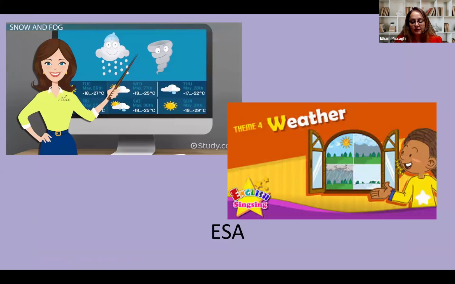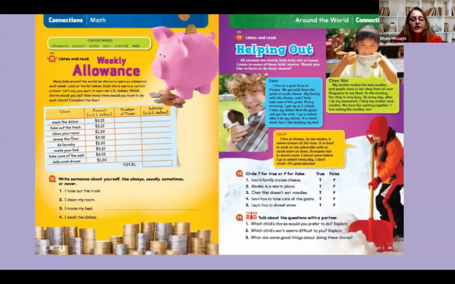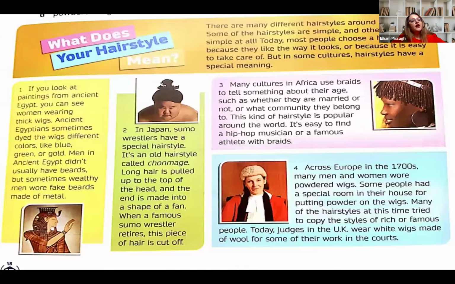jigsaw reading. Like here, jigsaw reading. So how it works is you start with a topic about hairstyle and you say, hey, is there a specific hairstyle you like? What's a trendy hairstyle nowadays? So they understand, oh, the text is about hairstyle.